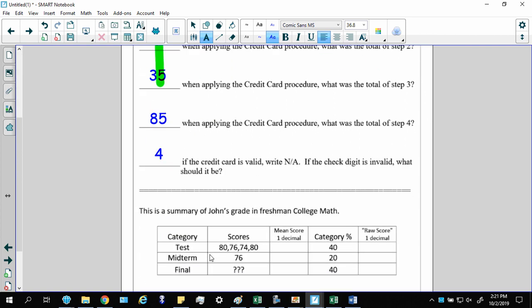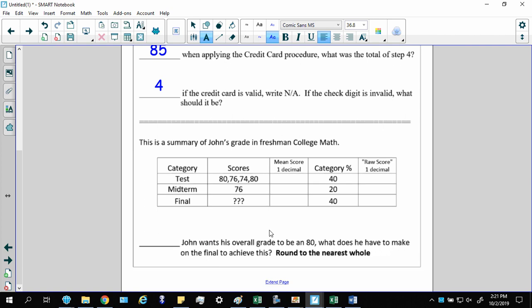All right, lastly, what is going to be John's grade? He wants to make an 80 in the class. All right, so first thing I have to do is I need to average everything in this chart here. I want to add everything up and then divide by 4. And I'm going to times it by 0.40, which gives you a clean 31. The midterm is a 76, times it by 0.2, which is 20%, which is 15.2.